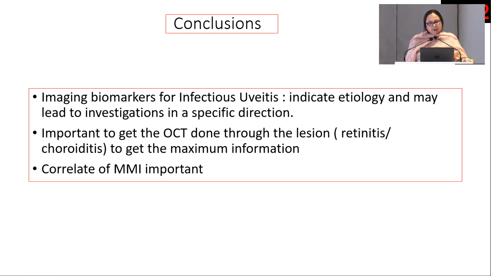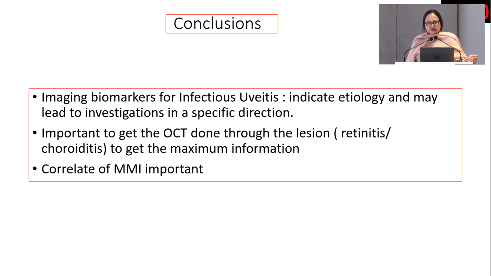So to conclude, imaging biomarkers are important for infectious uveitis because they may give you a clue towards possible etiology, and you may investigate in a specific direction. For example, if you think it's toxo, you may or may not do anything, but you would treat. Same is for viral. But if you are thinking of endogenous endophthalmitis, you would rather do vitrectomy, or if it's pointing towards lymphoma, you will not do a TB test for that patient. You would straight away go for vitrectomy because you want to rule out or rule in lymphoma.